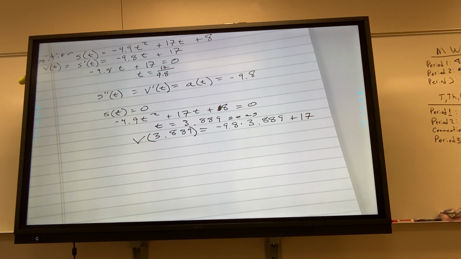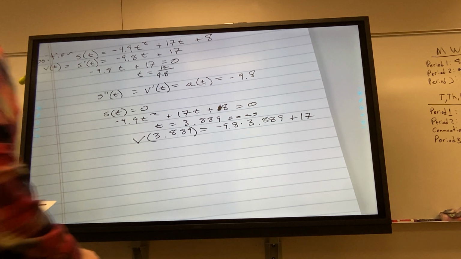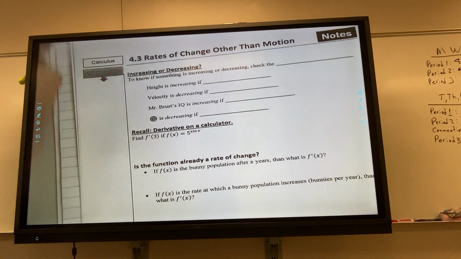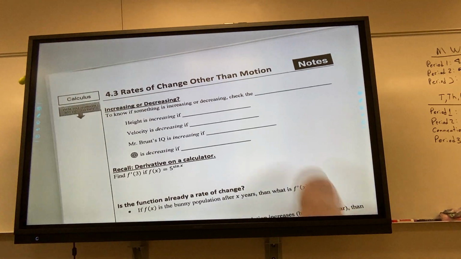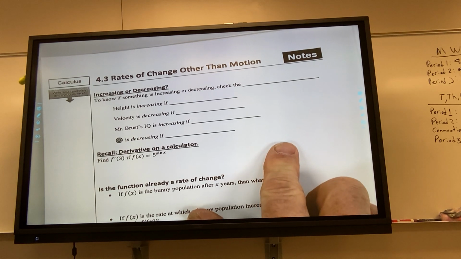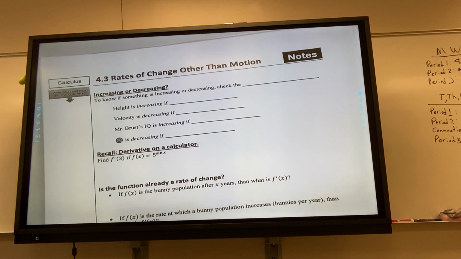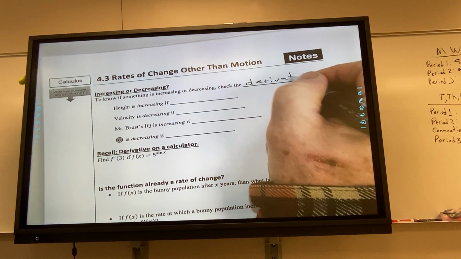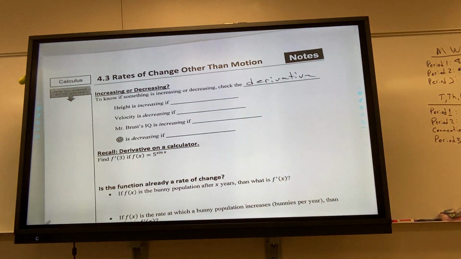All right, so we got other rates. To know whether something is increasing or decreasing, does anybody have an idea how we can check? Slope. Okay, what do we call that? Derivative. Derivative. Okay?